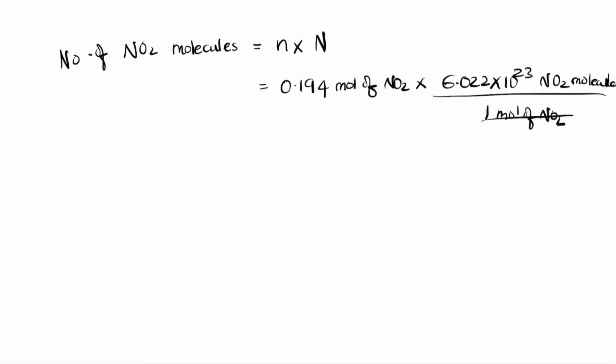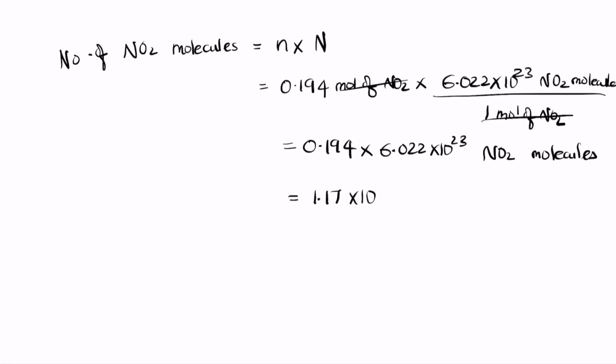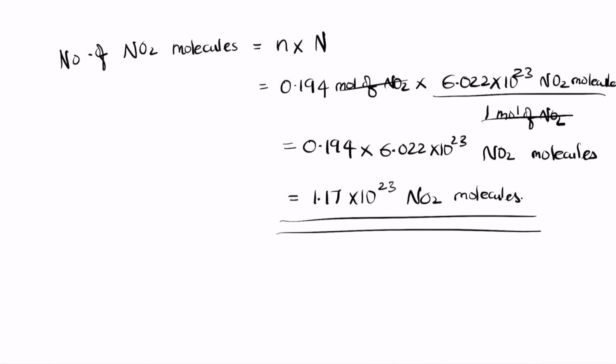So molecules per mole, so mole and mole are gone. So you have 0.194 times 6.022 times 10 to the power 23 NO2 molecules. By using a calculator, that gives you a value of 1.17 times 10 to the power of 23 NO2 molecules. So this is the number of NO2 molecules in 8.92 grams of NO2. So 8.92 grams of NO2 contains 1.17 times 10 to the power 23 NO2 molecules.